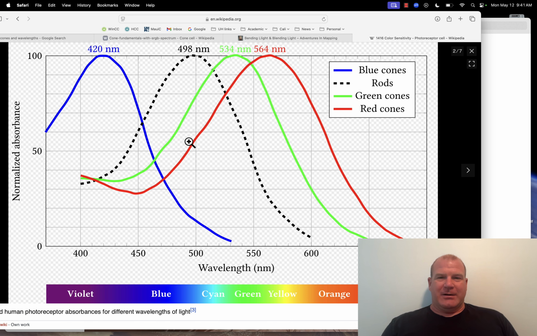Also, not in the article, dogs and cats have two. So we perceive color better.